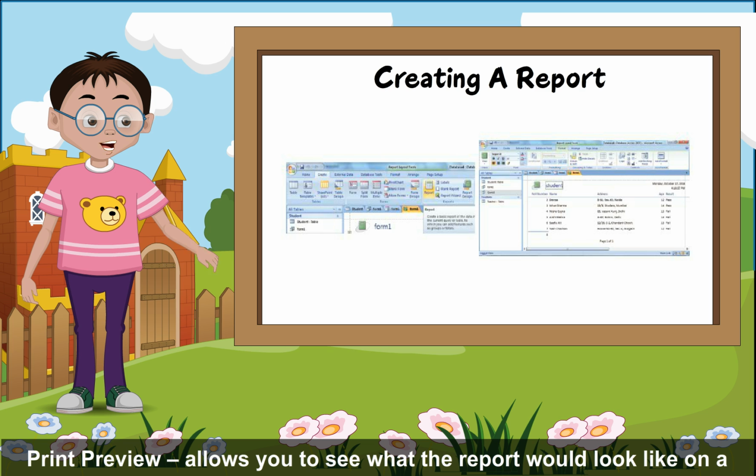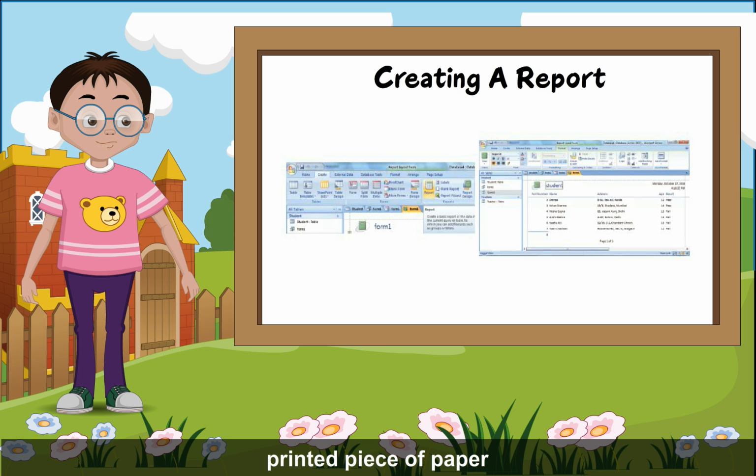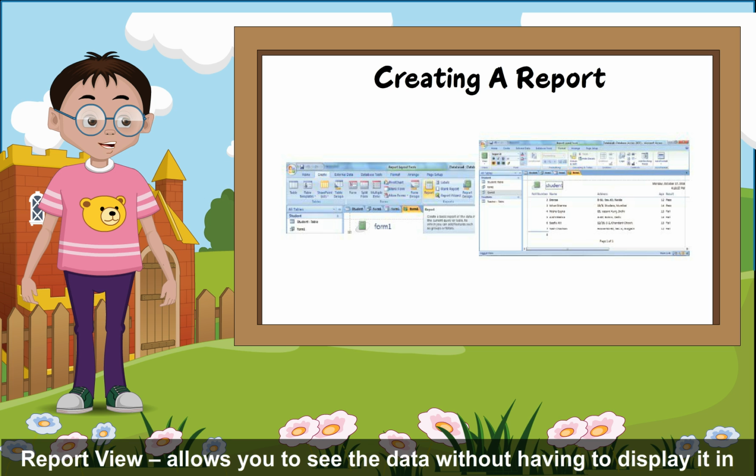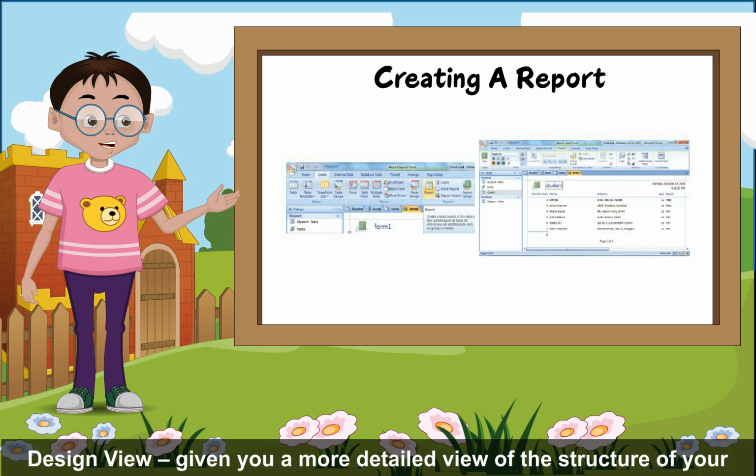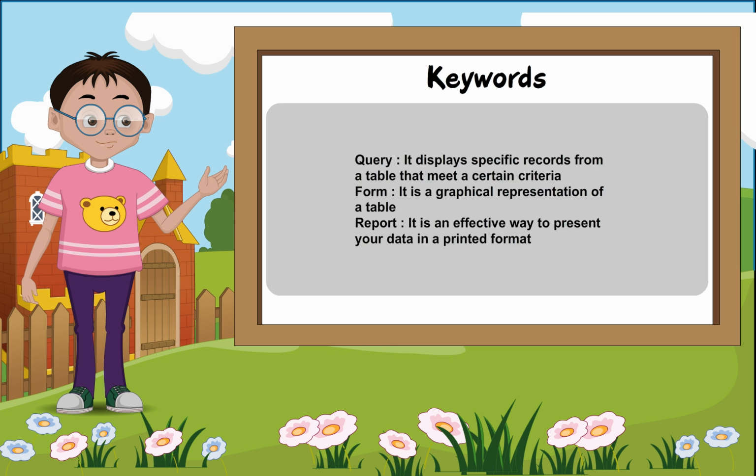Print Preview allows you to see what the report would look like on a printed piece of paper. Report View allows you to see the data without having to display it in Print Preview. Layout View allows you to make design changes while browsing your data. Design View gives you a more detailed view of the structure of your report.